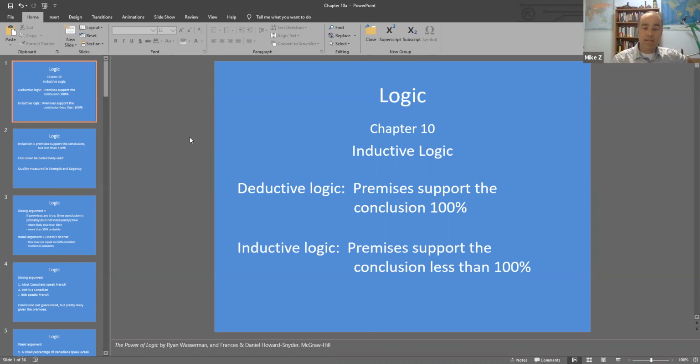So remember, in deductive logic, a deductively logical argument is one in which the premises support the conclusion 100%, right? If the premises are true, then the conclusion is guaranteed to be true. You know, it's a deductively valid argument.